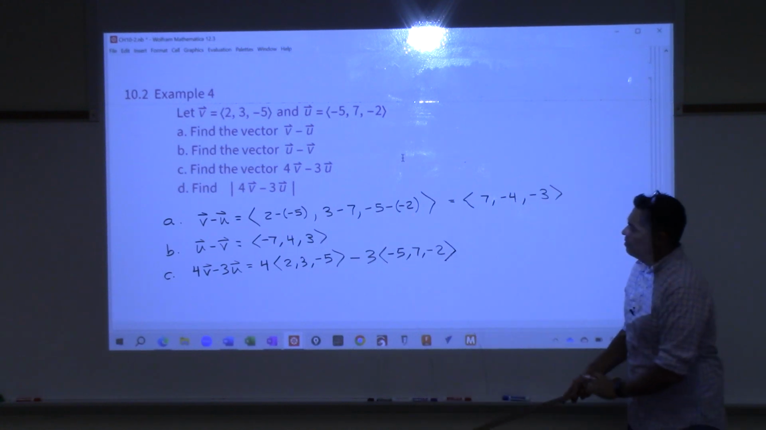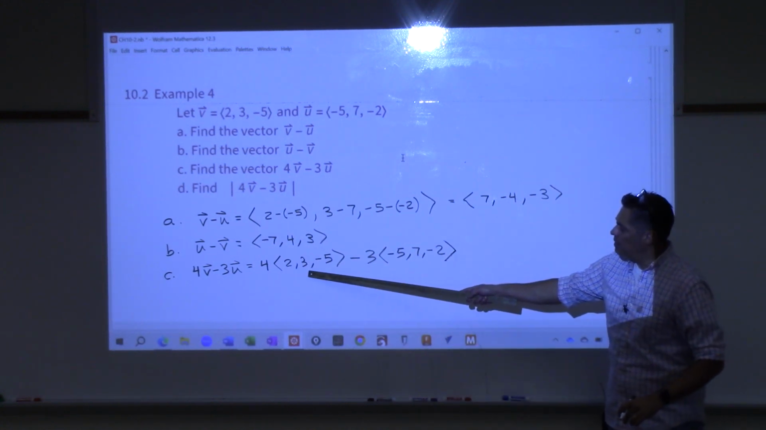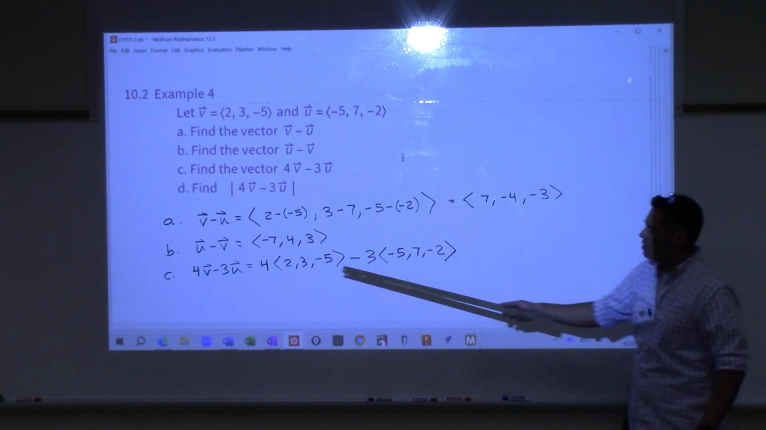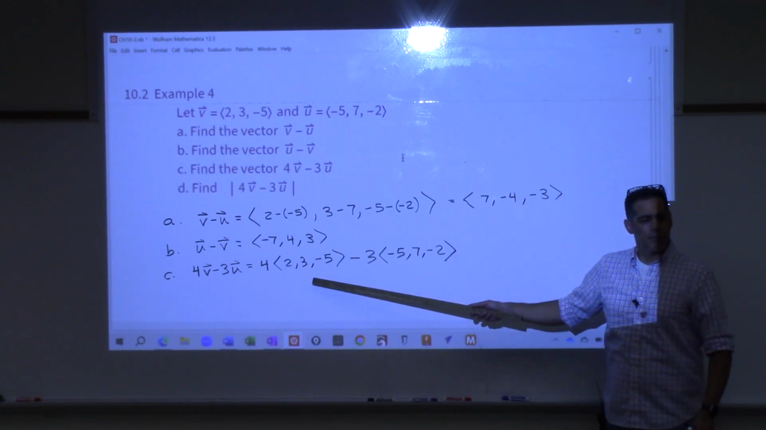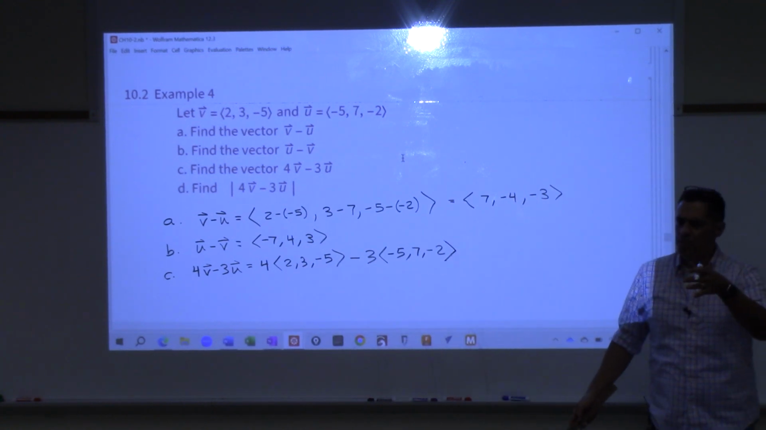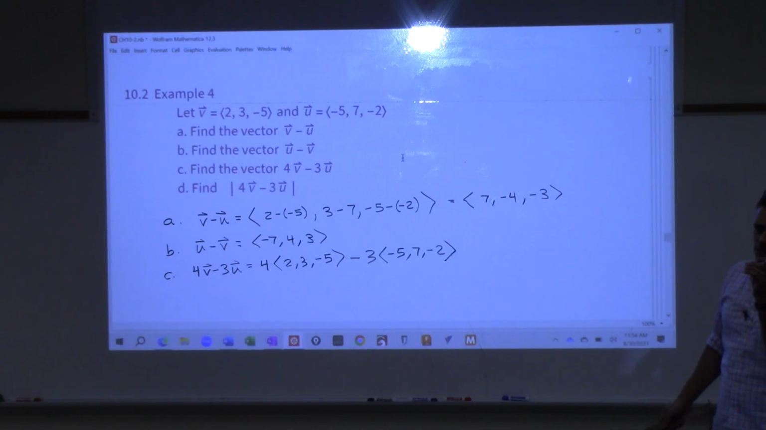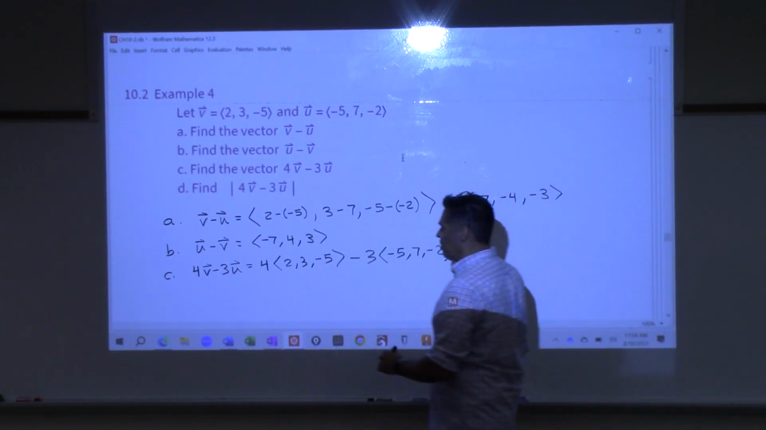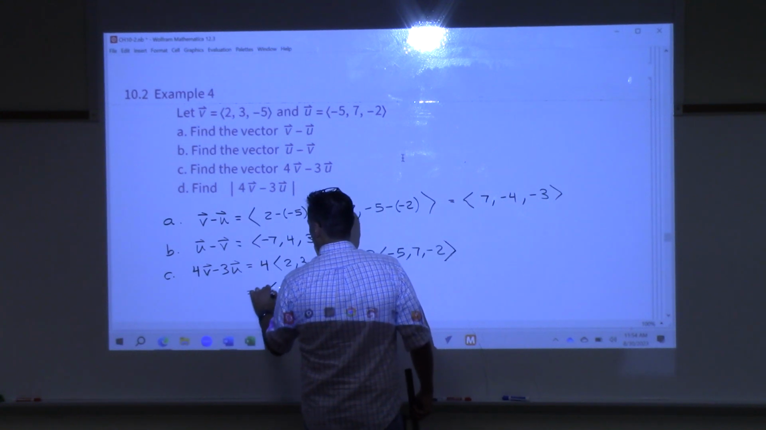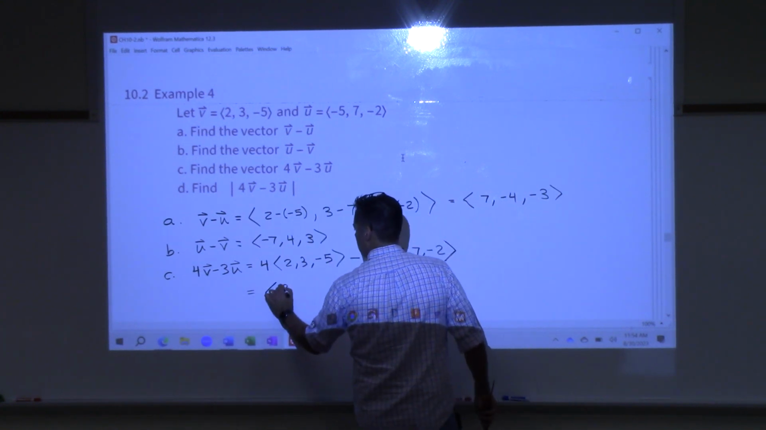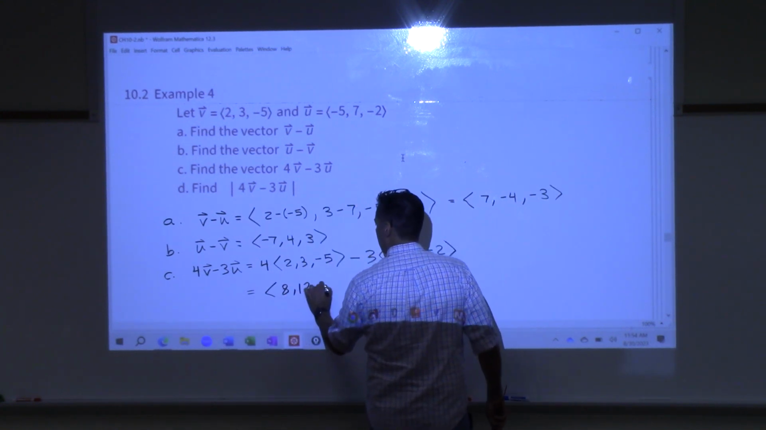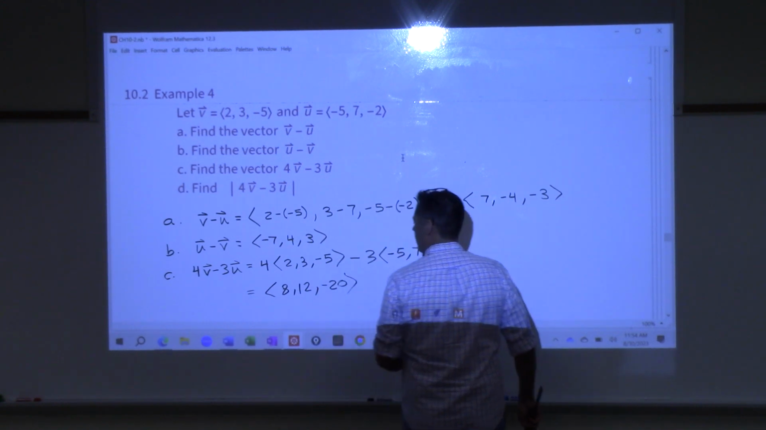Okay, so that's 4 times v minus 3 times u. How do I do 4 times v? It's like distribution, right? It's not truly distribution because you don't have addition and subtraction there, but it's basically the same principle. So it becomes what? 8, 12, negative 20, right? Right there.